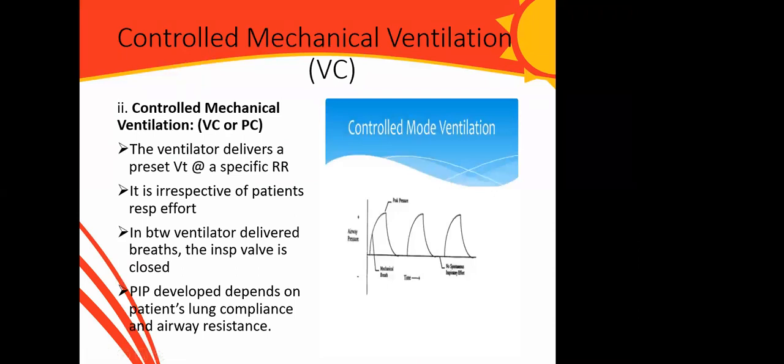Controlled mechanical ventilation, we use commonly in the operating room. In controlled mechanical ventilation, it can either be volume controlled or pressure controlled. In this mode of ventilation, the ventilator delivers a preset tidal volume at a specified respiratory rate. This delivery is irrespective of the patient's respiratory effort. A lot of times the patient is paralyzed or heavily sedated.